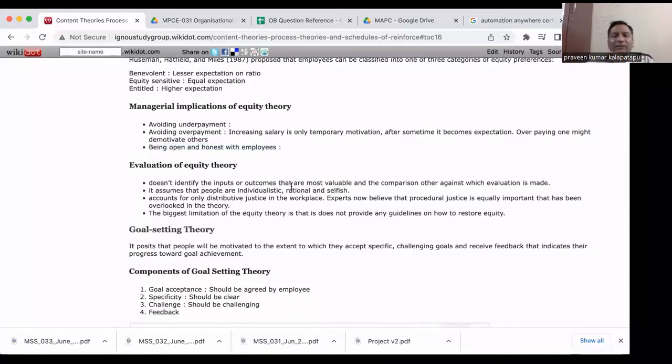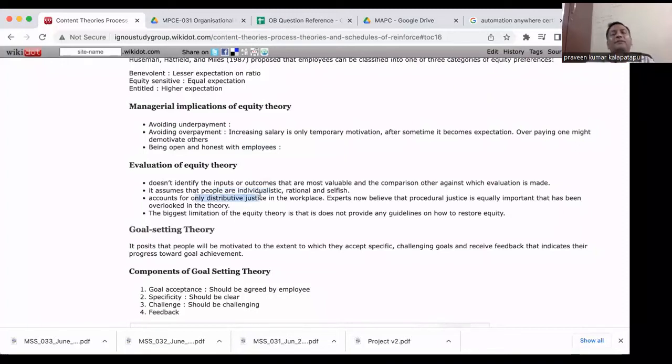So it only talks about the comparison with the others, but it doesn't really talk about what the input is, what the outcome of it is. It is very, very individualistic. Basically, it assumes that people are very selfish in nature. They only think about themselves, right?